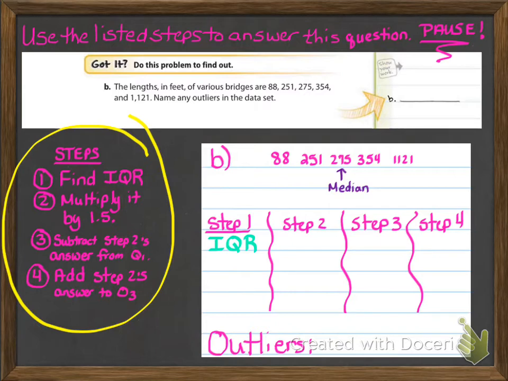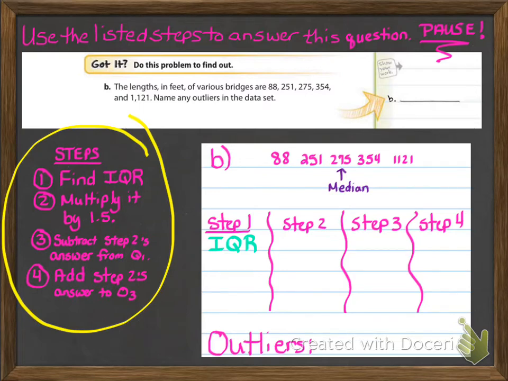Now step 1 is our inner quartile range. And then down at the bottom, you're going to list outliers. So I already started doing this problem. You can see where our median is. Before you pause this video, I want you to just listen to the rest of my explanation here. You need to find your quartile 1, your quartile 3, and then you're going to subtract them to find your IQR, which is step 1.